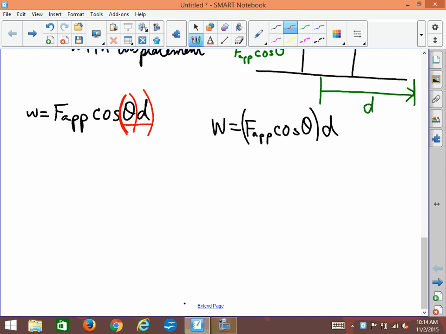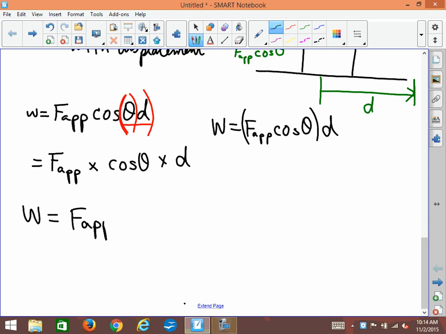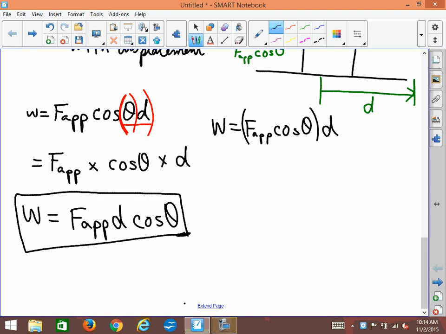So what we do is we just realize that this expression is an applied force multiplied by the cosine of an angle multiplied by D. And since the order of multiplication doesn't matter, we can multiply them in any order. We tend to write it like this. We put F applied, then we put the D, and we just stick the cos theta on the end so that the argument is not messed up. So this is how we tend to use the work equation.